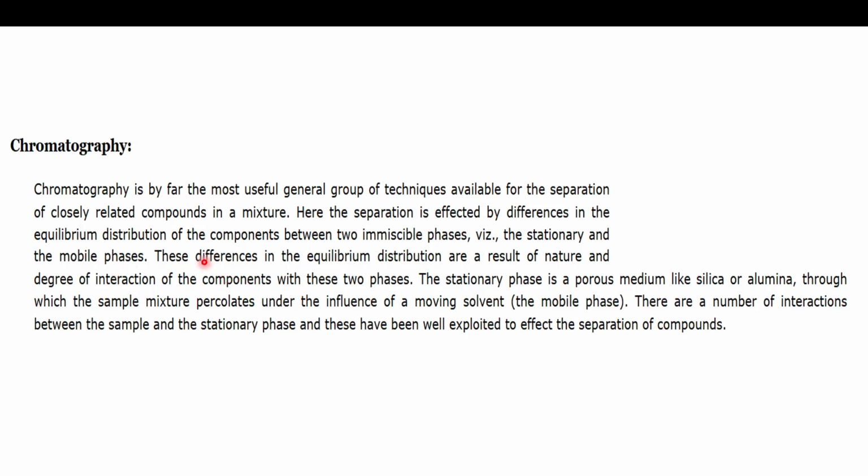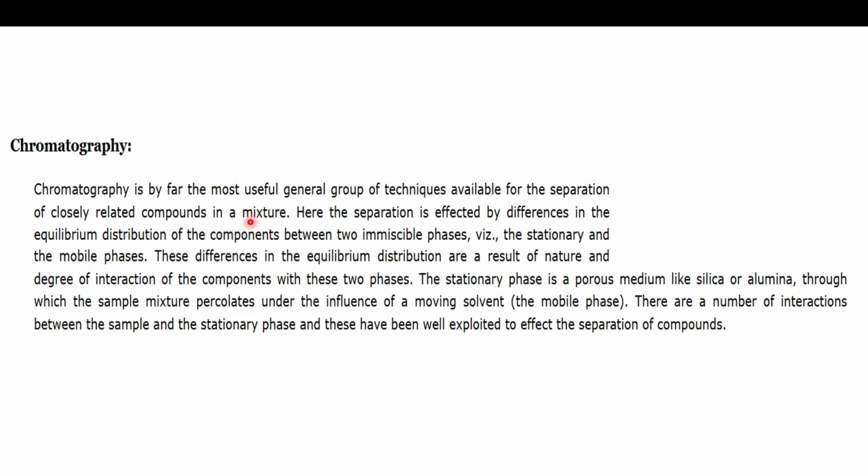So whatever the sample is, suppose there are A, B, C components in a sample. One solvent is moving up across the matrix. So A might be more soluble in the solvent.